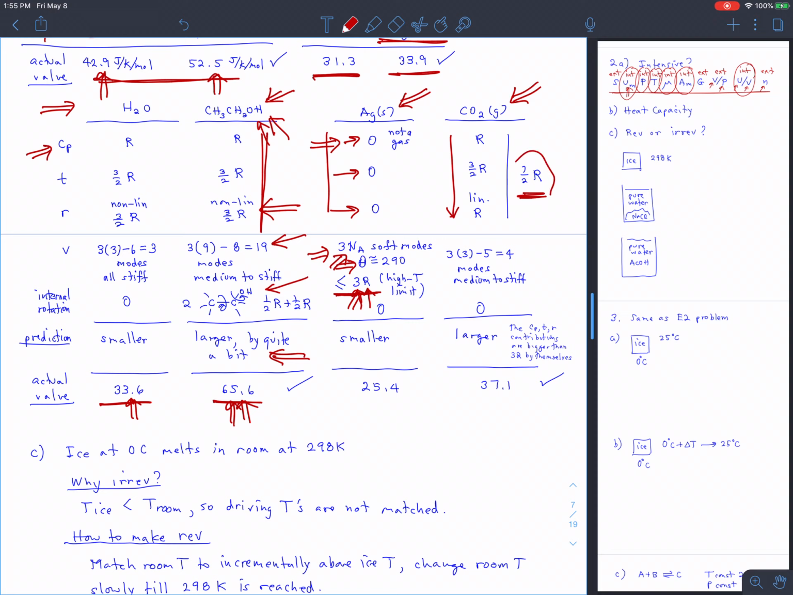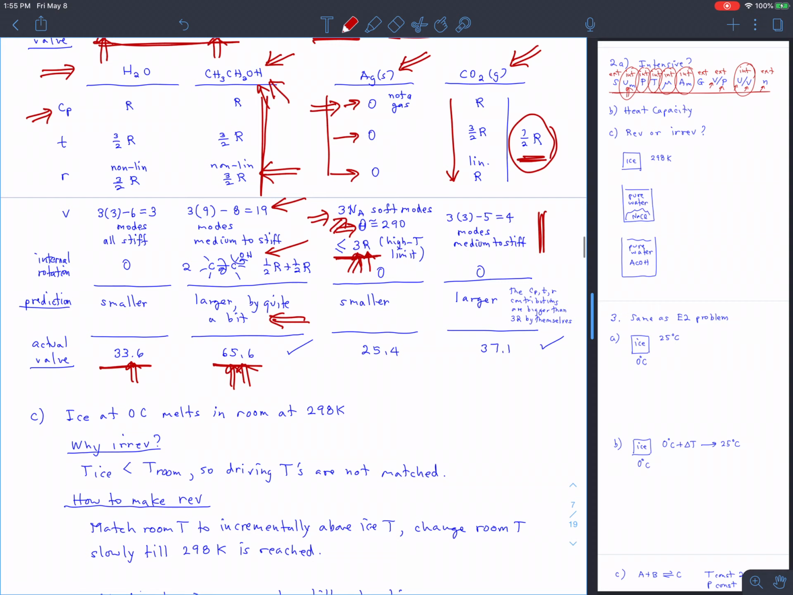But there are already 3.5 Rs up here for the carbon dioxide, and there are a few vibrational modes yet to add. They're probably pretty stiff. They probably don't add much, but they will add more than 0. And so we predict that the CO2 should be larger, the silver should be smaller. When we look it up, in fact, the silver has 25.4, the carbon dioxide has 37, so that prediction was indeed correct.